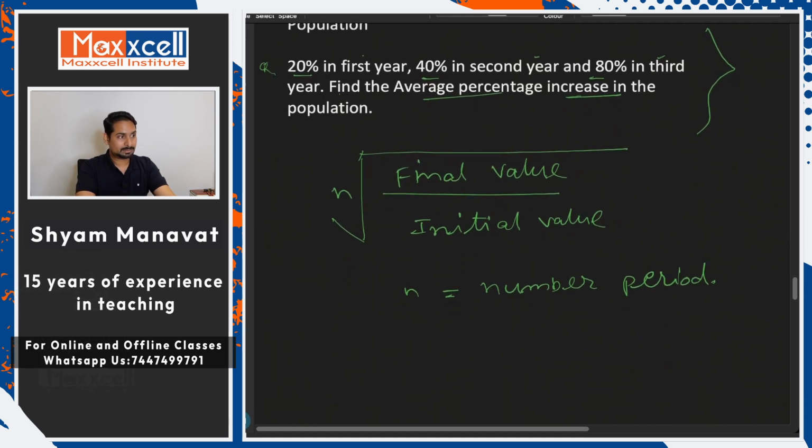To find the final value here, let's assume the initial population of the town is 1, not x, 1. Even if you take x, you are going to get the same result, right? Do you remember my percentage lecture? When the question is in the form of percentage and the answer is also in the form of percentage, we can assume a number instead of a variable. We get the same answer, right?